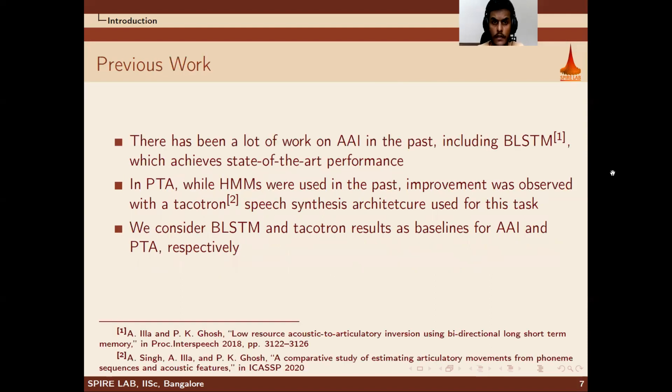Now let us take a look at some of the previous work done in this area. There has been a lot of work done on AAI in the past, including the LSTM model, which has achieved state-of-the-art performance. In PTA, hidden Markov models were used in the past, and recently improvement was observed with the Tacotron speech synthesis architecture used for this task. We consider the LSTM and the Tacotron results as baselines for the AAI and PTA tasks respectively.